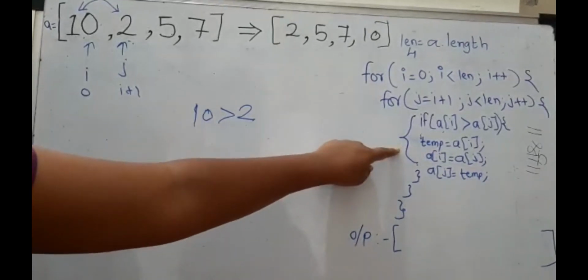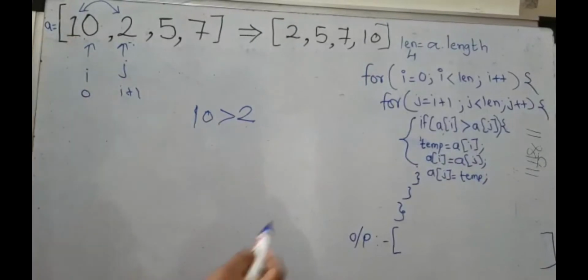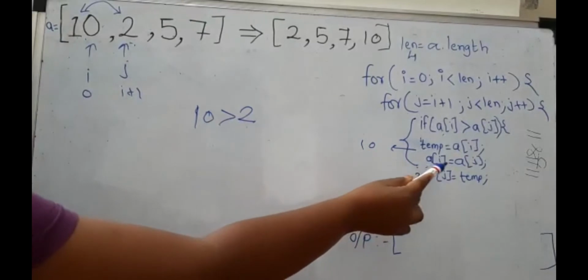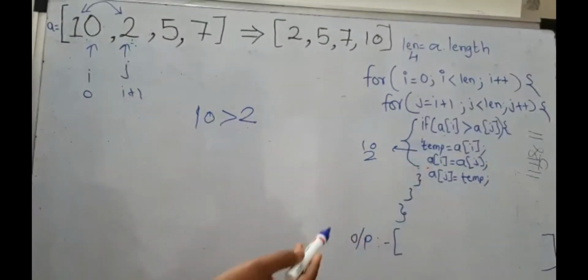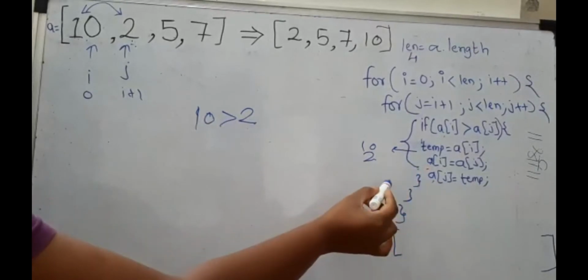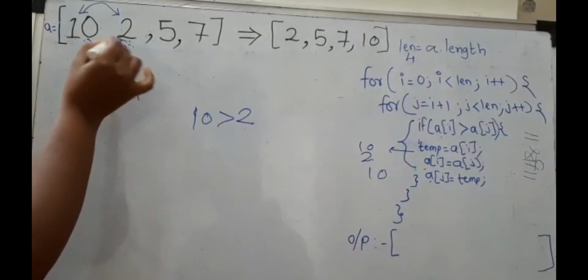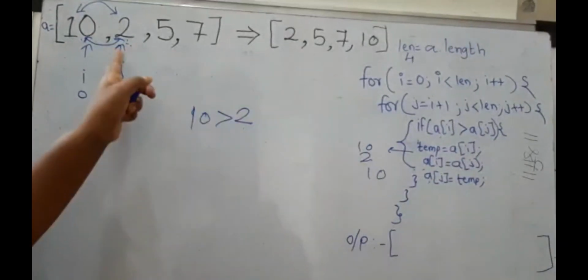So we enter the block. The value 10 in a of i is stored in a temporary variable. Then the value 2 goes into a of i, and a of j again gets the value 10. So hence we swap these values in our actual code. Like that it travels till the end.